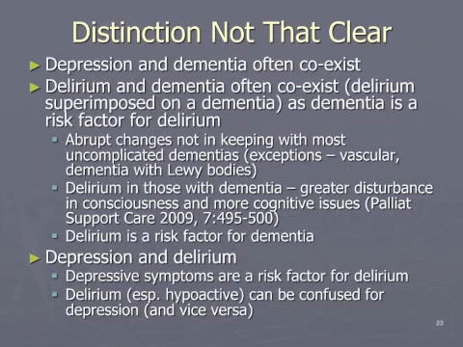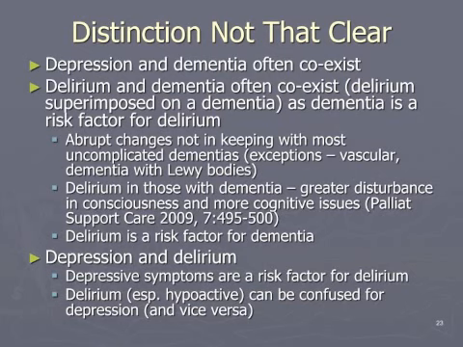We often spend time trying to differentiate the 3Ds, but I think it's important to know that the distinction often isn't that clear-cut. Depression and dementia, we know, often coexist. And delirium and dementia often coexist, with delirium being superimposed on a dementia. As I mentioned, dementia is a risk factor for delirium. But remember, abrupt changes are not in keeping with most uncomplicated dementia, so if there's an abrupt change, think of delirium. And in delirium, those with dementia, the disturbance appears to be greater with regards to the level of consciousness, and they tend to have more cognitive issues as compared to delirium in people who do not have underlying dementia.